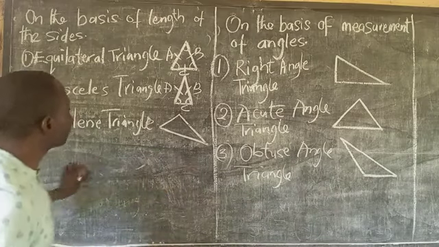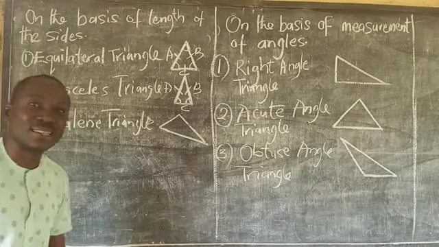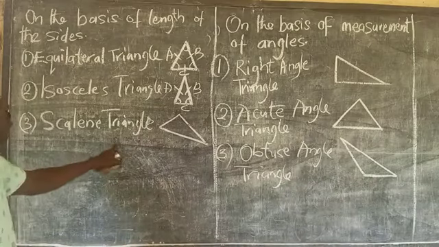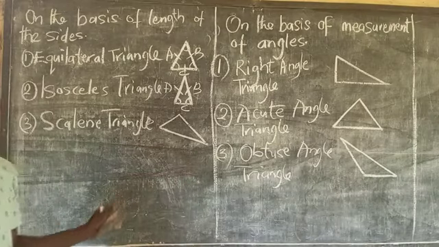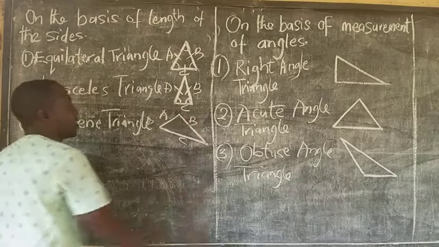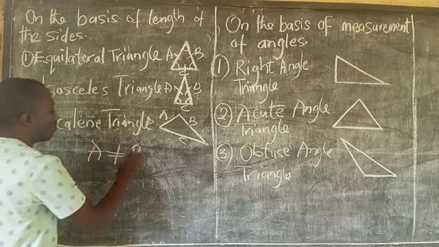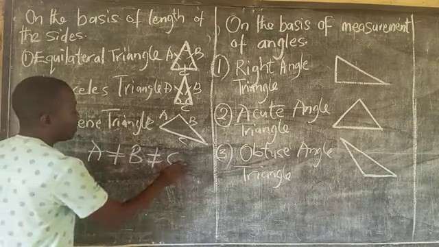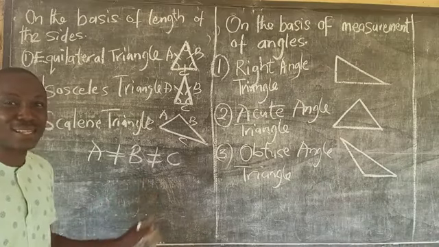All right, that's fine. And the last one is the scalene triangle. Scalene triangle, none of the sides are equal. Each one stands on its own: A, B, and C. That is to say, A is not equal to B, which is not equal to C. For a scalene triangle, none of the sides are equal.